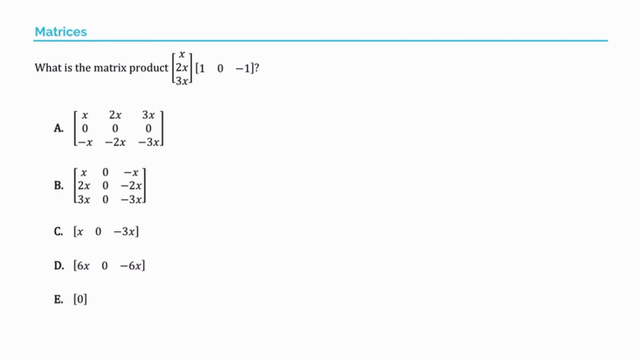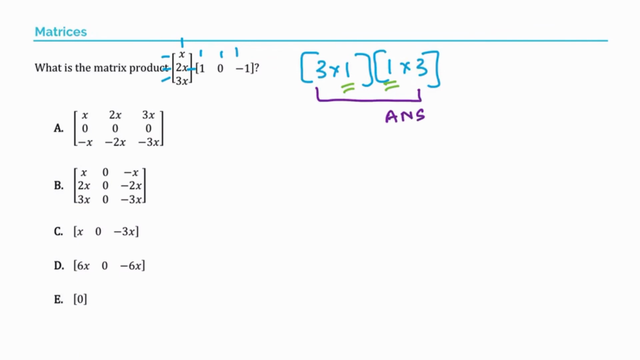So first things first, let's make sure we can do this multiplication. So I have 3 rows by 1 column, so I have a 3 by 1 matrix. Then I have 1 row by 3 columns. So first thing I can do is verify, yes, I can multiply these matrices because those inner numbers match. Then I can know, well, guess what? My answer, when I do this multiplication, is going to be a 3 by 3 matrix.